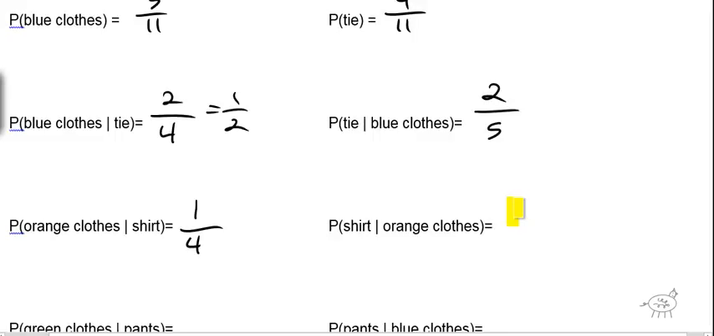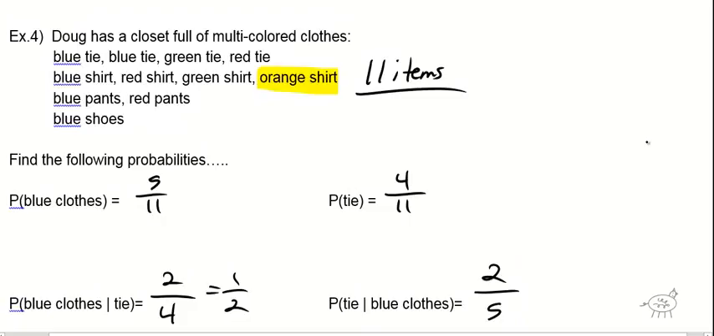It's 1 over 1, which is 1. Of course, it's 100% probability. If I told you it's a piece of orange clothing, you know it's got to be a shirt because it's the only orange clothing I have.